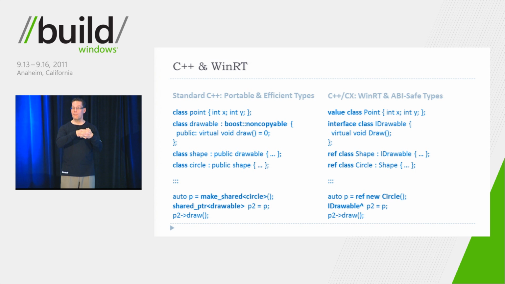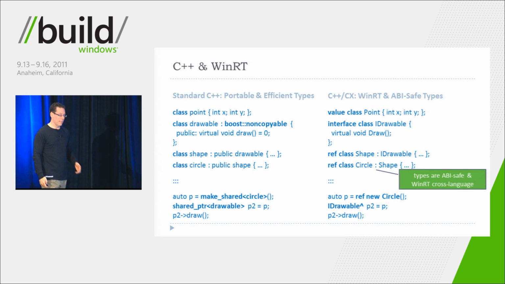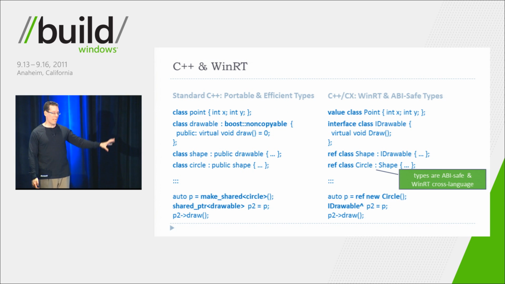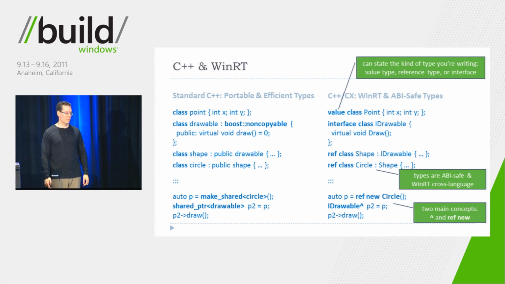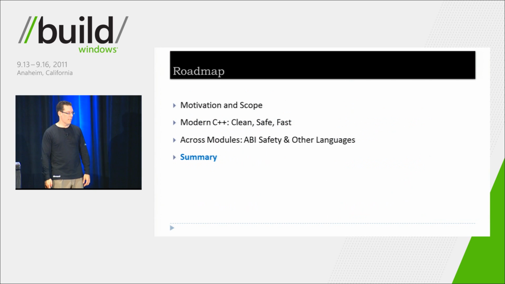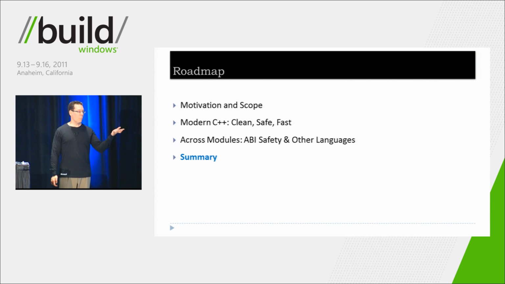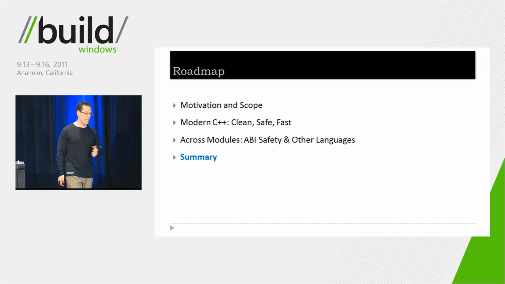I may have said this before. They're safe. They're fast. The types that you declare here are ABI safe and cross-language. I can say the kind of type that I'm interested in, and all I have to learn to consume all of this, and anything else I get from other languages, is hat and ref new. So we've talked about where we've come from, that modern C++ code, native and managed, is nice, clean, safe, and fast, and what you do on the boundary.